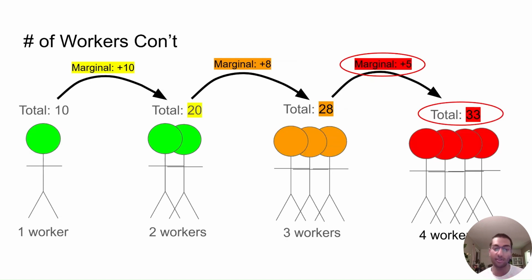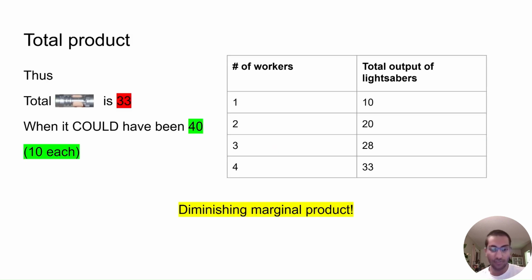So now let's add a third and fourth staff member. Initially, production increased by a margin of 10, but now it's not going to be as dramatic. The third staff member would only add a marginal output of 8, while the fifth would add 5. The efficiency of each additional staff member now decreases. This results in fewer additional lightsabers made per hour. So instead of 40, they produce 33.